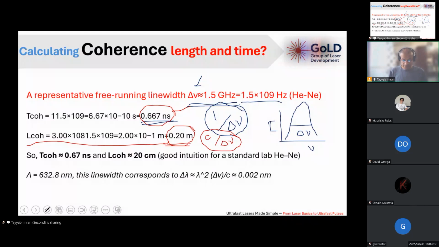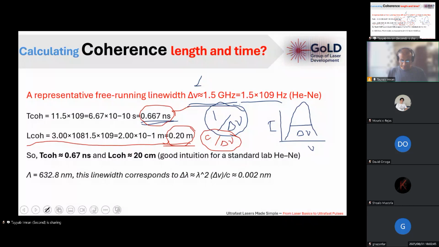And similarly here, the coherence length is 0.20 meter. If you see 0.2 meters, it's a very small length. So even though the helium neon laser is a coherent laser, you can see the coherence length is only 0.2 meters. After this, it becomes incoherent and then coherent again. So this process is repeated.